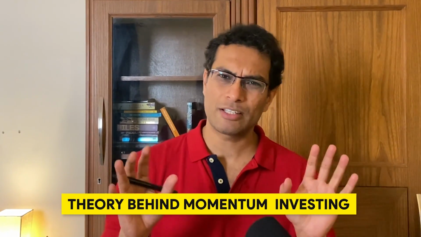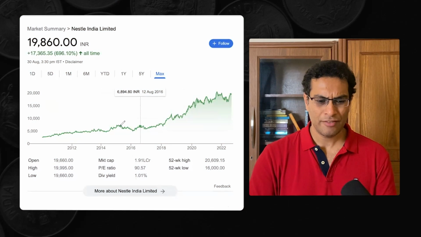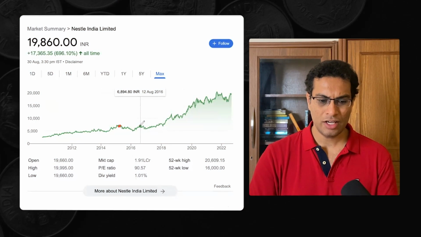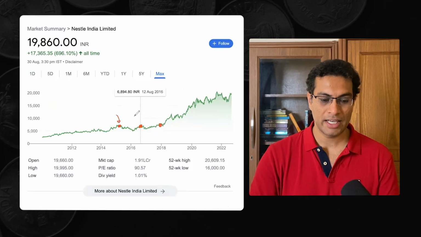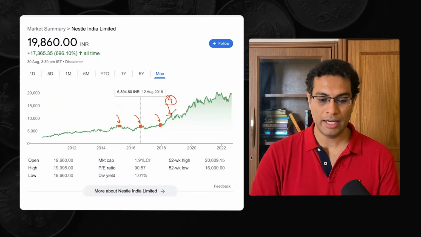So what is the theory behind momentum investing? Let me explain that using Nestle's example. If you take a look at Nestle's chart, and if you would have purchased this stock at any of these points, for example, you would have said that, hey, this has made a high, this has made a high here, this has made a high here. You could have still exited this stock at point number 4 and made money.